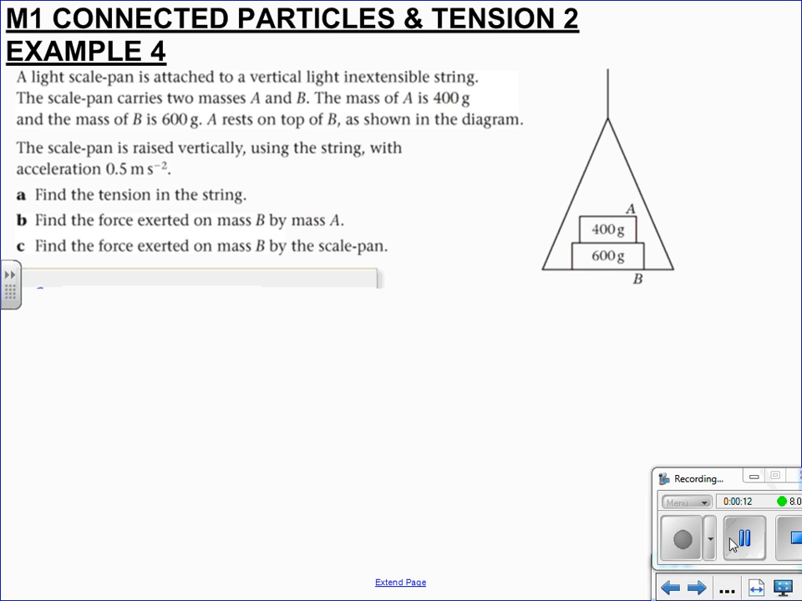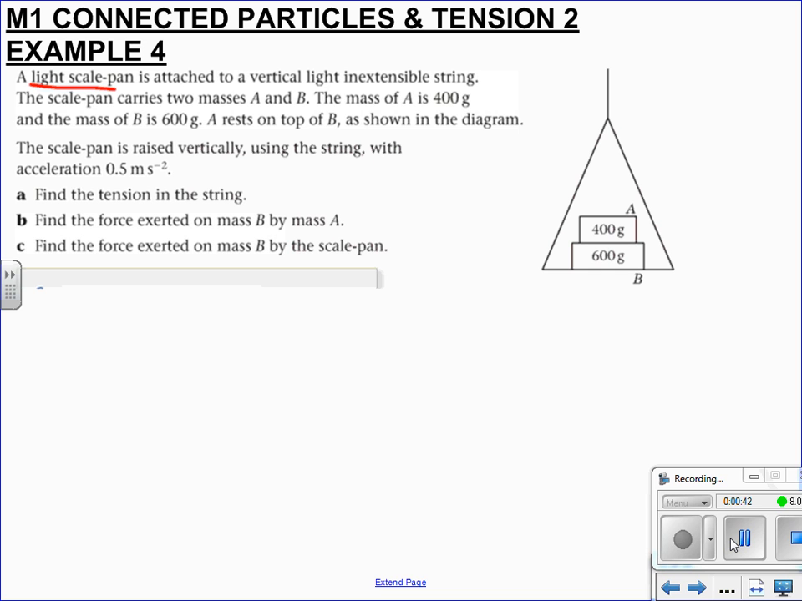Hi everyone, so we've got our M1 example problems here. I can't remember if we talked in detail about the scale pan last time. I don't think we did. Let's go for it then. So what do we do when we've got a lift problem like this? I don't think we've done anything like this before, because I'm doing the video again and I'm a bit lost on where I am. So I'll just assume we haven't.